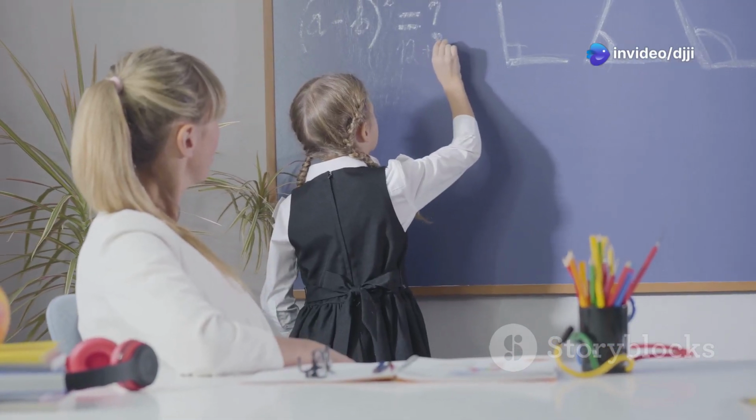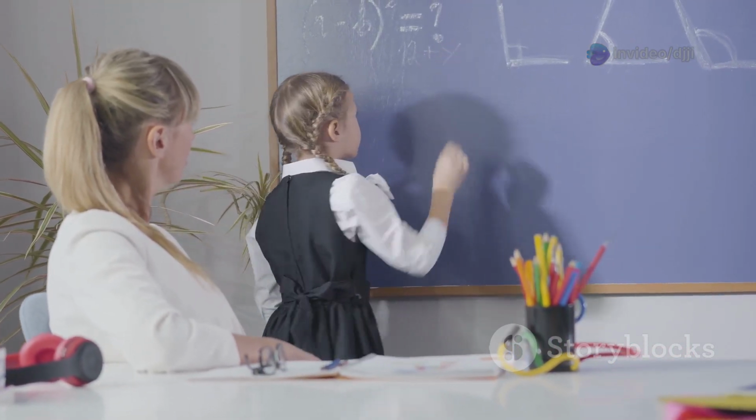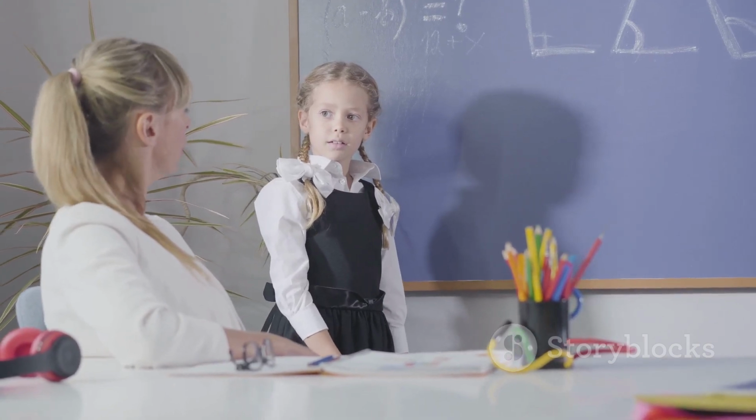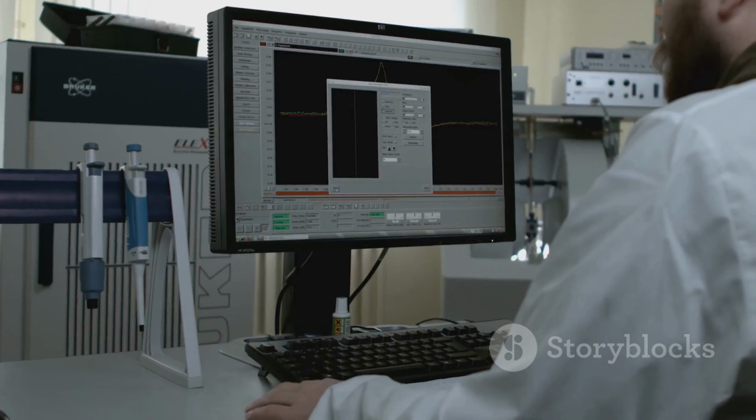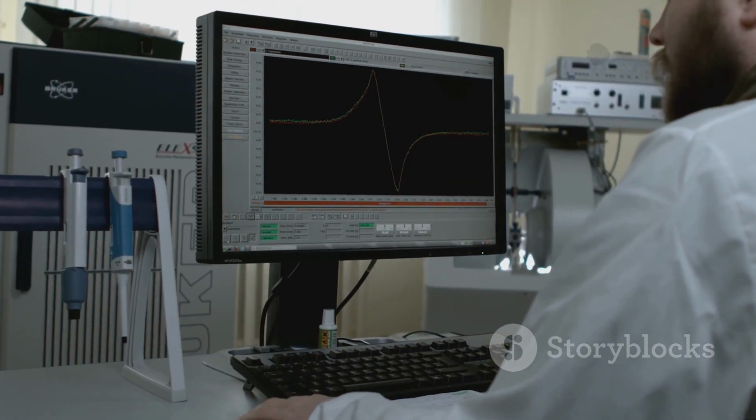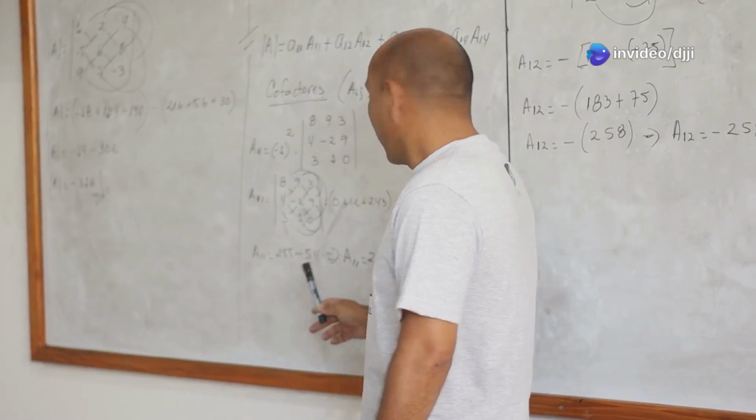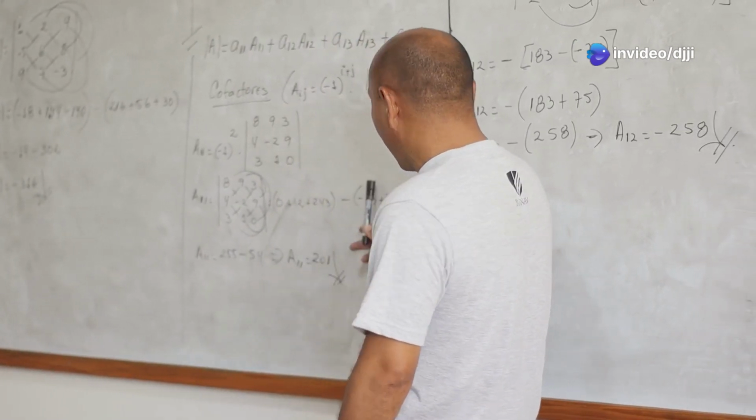Vertical line test. If a vertical line intersects a graph of a relation at more than one point, the relation is not a function. Applications. Relations and functions are used to model relationships in various fields, including math, science, and computer programming.